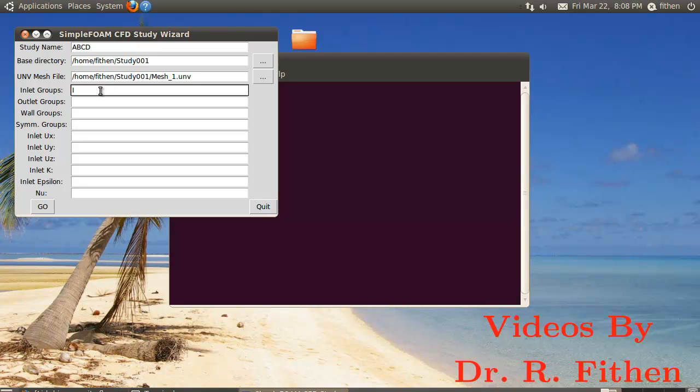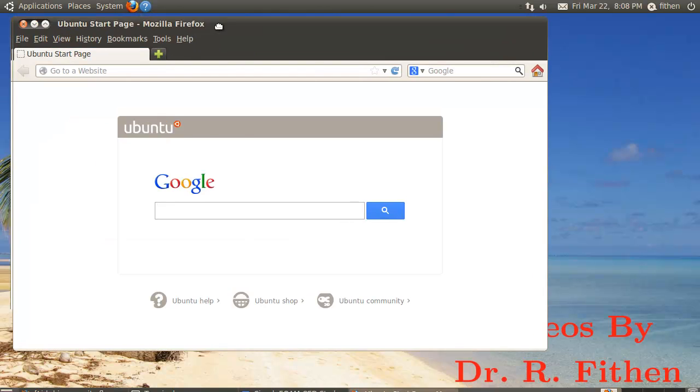Inlet groups, I think we called it inlet, but it's whatever you called it in the ideas file. Exit is what we called the outlet. We called those walls. We don't have any symmetry condition. Now, if you remember, we had decided that the inlet flow was going to be down the Y direction. These last three, we're going to have to take a little bit of time and explain some of these.